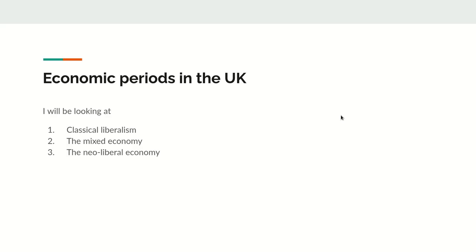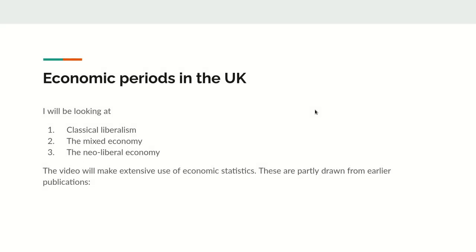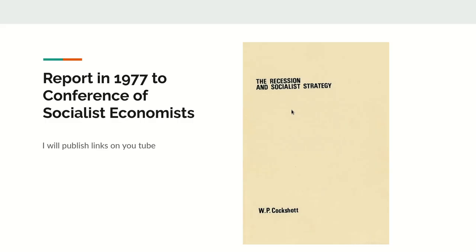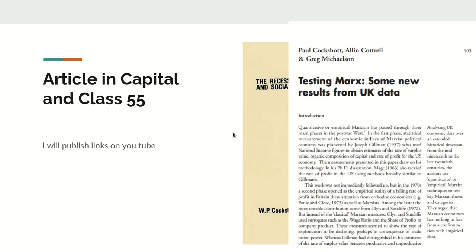I'm going to look at three periods: that of classical liberalism, the mixed economy, and the neoliberal economy which followed it. And within the video, I'm going to use a lot of economic statistics, and these are drawn from earlier publications which came out largely in the 70s or so. In particular, I'm drawing on statistics I prepared for this 1977 paper for the Conference of Socialist Economists, and this paper that Allin Cottrell, Greg Michaelson, and myself wrote for the Journal of the Conference of Socialist Economists.